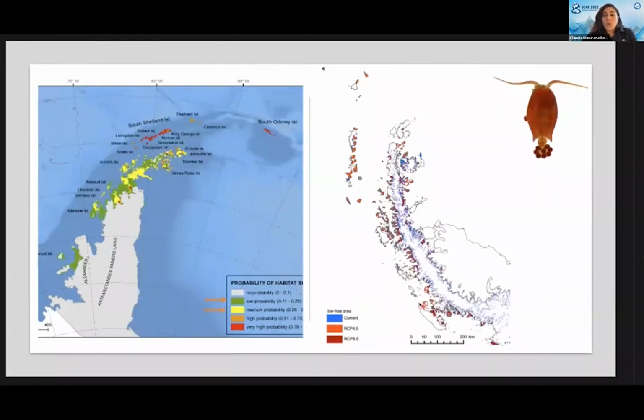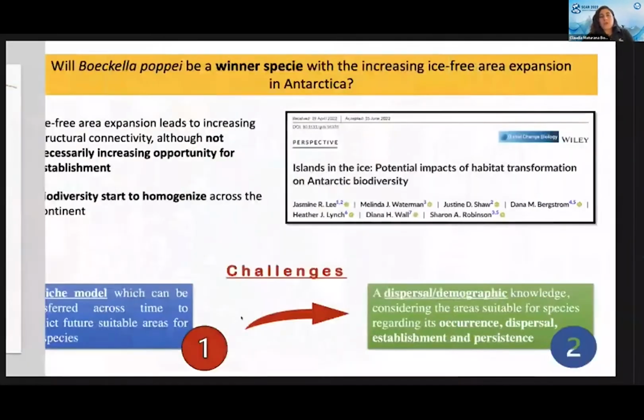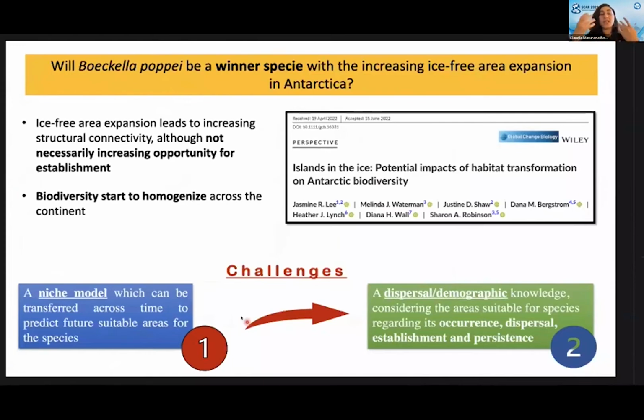So probably we will have to look at the current low and medium probability of habitat suitability, because in the future Boeckella poppei will probably colonize this area, and this will increase the habitat suitability. Hopefully this data raises an important question: will Boeckella poppei be a winner species, as some scientists have described for different species under the effect of climate change?